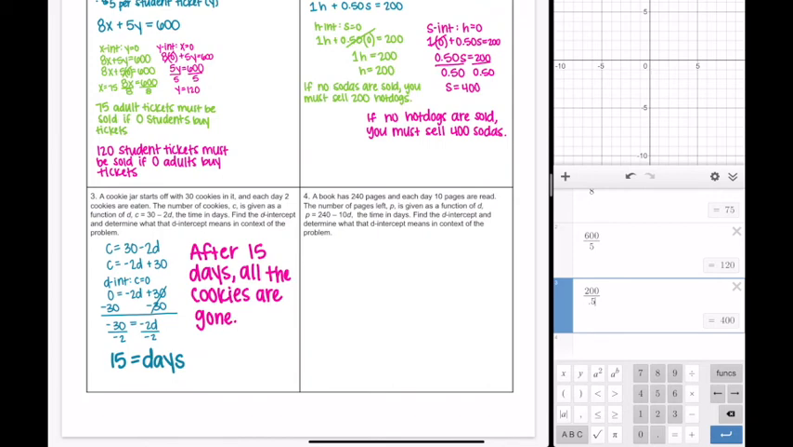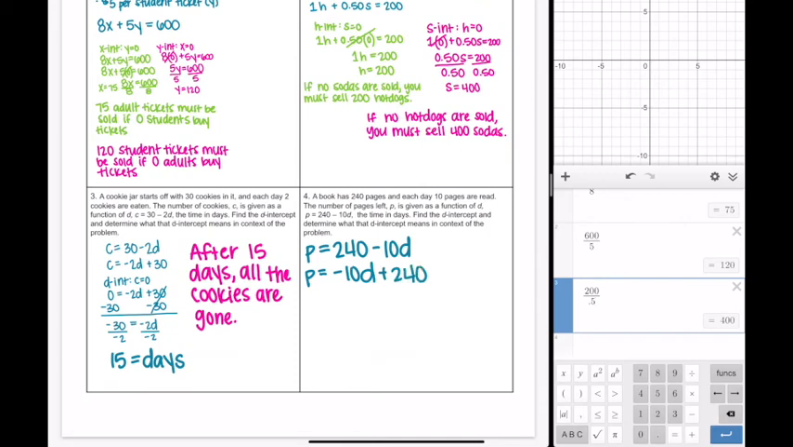And finally, number 4. A book has 240 pages, and each day 10 pages are read. The number of pages left, P, is given as a function of D, where P, the number of pages, is 240 minus 10D. The time is in days. Find the D-intercept and determine what the D-intercept means in context to the problem. So again, we have an equation, and it looks more like slope-intercept form. So we can make it slope-intercept form since that's what we're most familiar with.